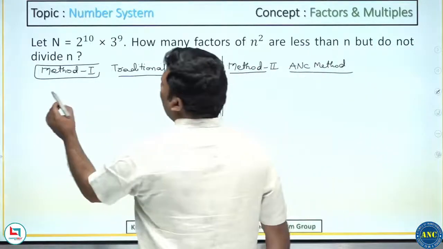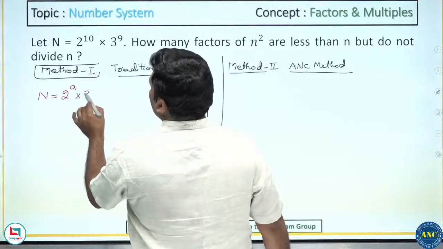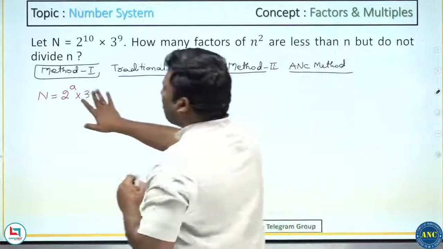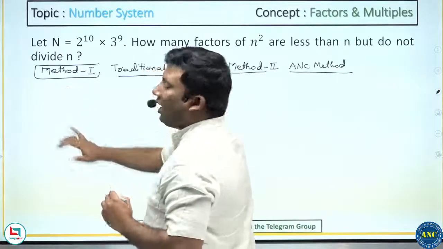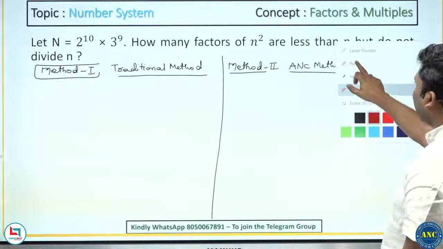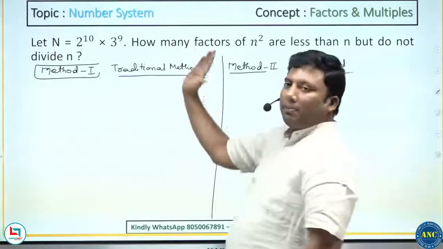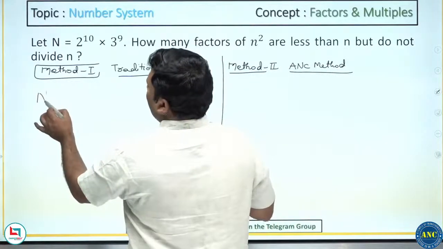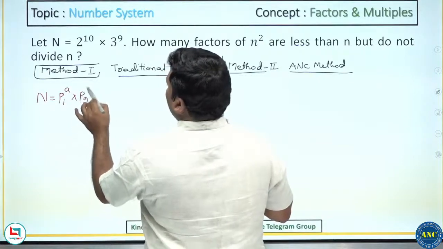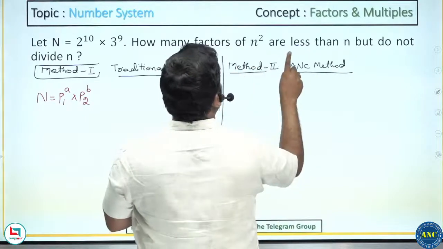Now see here. Method 1, forget about 10 and 9. Forget about 2 and 3 also. Generic, we will do some generic values. This is the most highly repeated question, sir. First read the question. N is 2 power 10 into 3 power 9. Part by part we will do it. 2 and 3 are prime numbers. P1 power A into P2 power B. How many factors of n square are less than n?